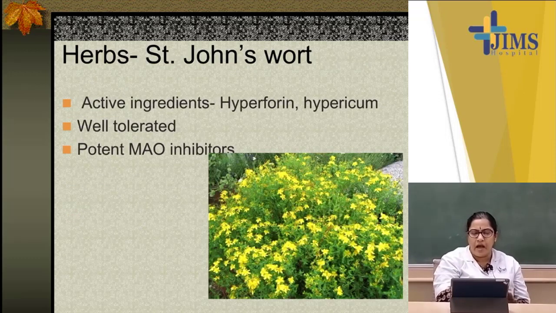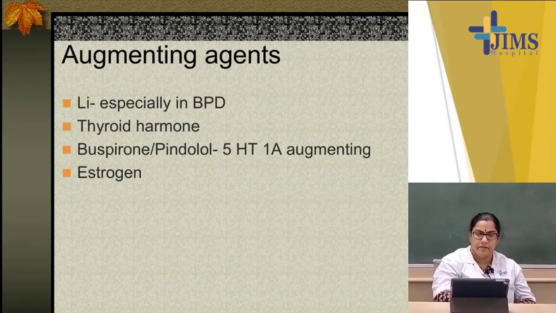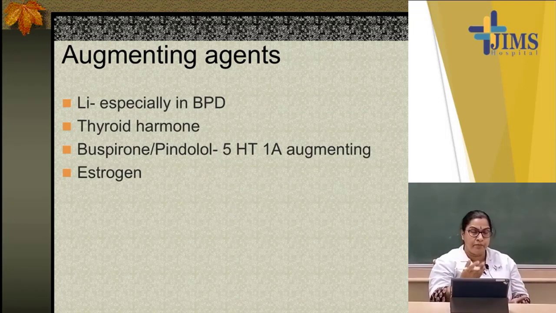Another drug which comes from nature is the herb St. John's wort. Active ingredients are hyperforin and hypericin, and it is well tolerated. It is a potent MAO inhibitor. The augmenting agents, the agents which elevate the mood, are lithium, especially in bipolar disorder, thyroid hormones, buspirone, pregnenolone, and also the estrogens.